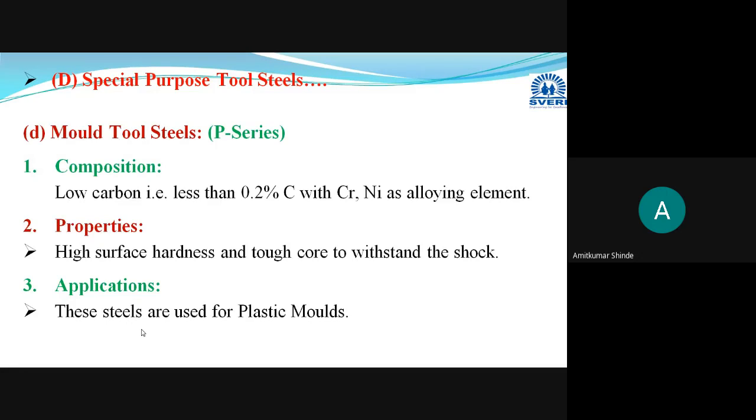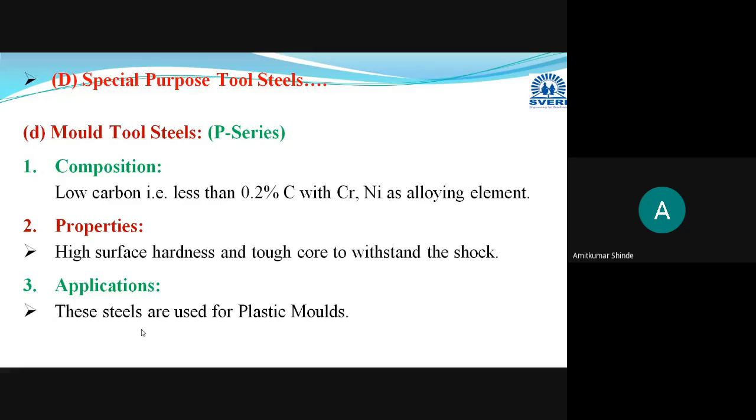In this way we have completed this point, the different types of tool steels. We have discussed that tool steels are classified in four types: cold work tool steel, hot work tool steel, high speed tool steel, and special purpose tool steel. Then in cold work tool steel, we saw four types: water hardening steel, oil hardening steels, air hardening steels, and high carbon and high chromium steel.